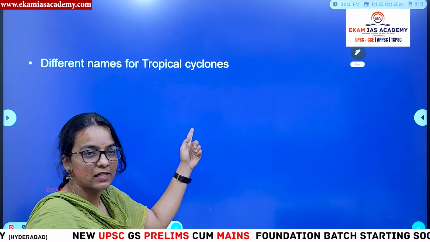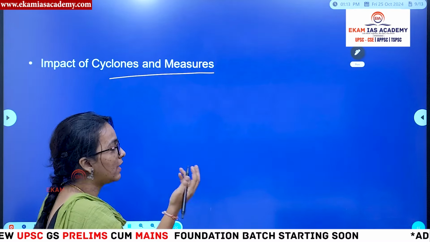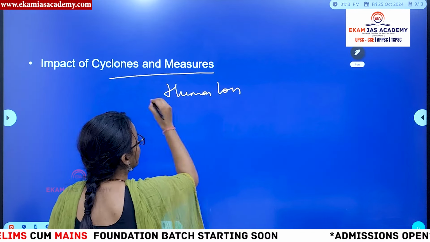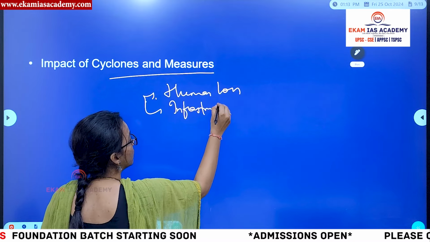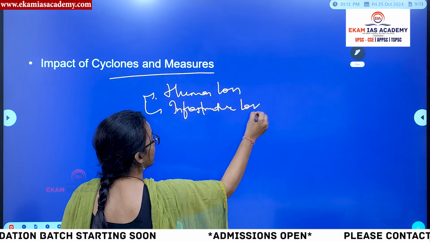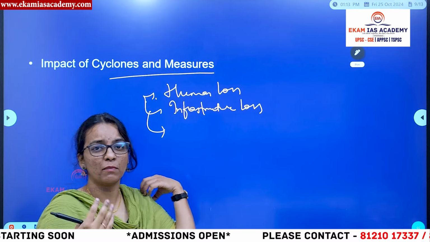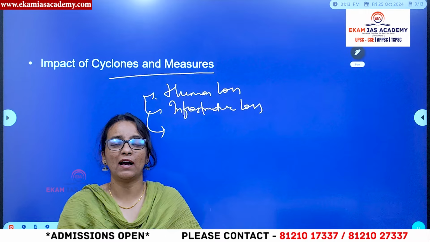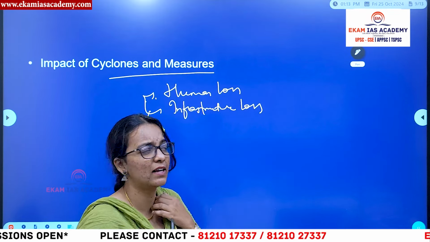Different names of tropical cyclone we have seen. Impact of cyclones and measures. See, what are the impacts? Human loss, infrastructure loss, like devastating power losses. You must have seen in the newspaper those pictures. People will not be able to have access to food and all. So human loss aina gani, infrastructure aina gani, everything.